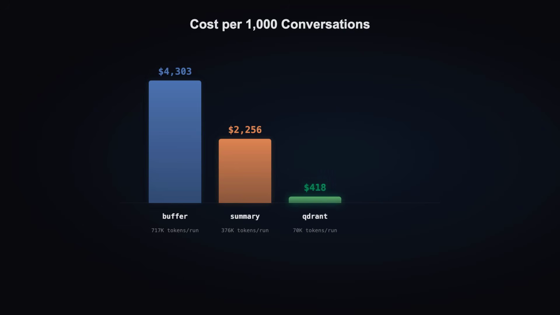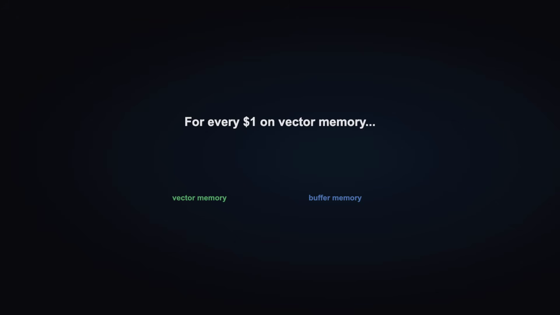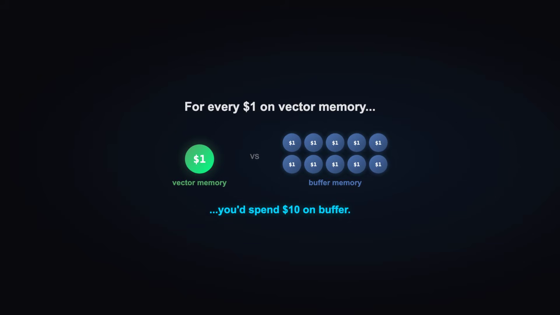Qdrant $418, pgvector $416. That's a 90% cost reduction compared to buffer. Vector backends send only 4 relevant snippets per turn, keeping token usage flat regardless of conversation length. Put it another way, for every dollar you spend on vector memory, you would spend $10 on buffer memory for the same number of conversations.